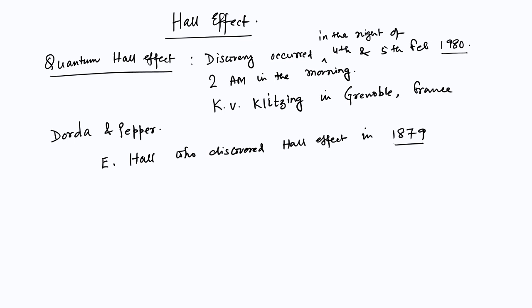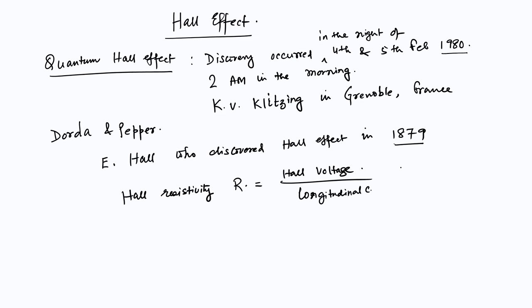So, I'll just give you an example of what the Hall resistivity is. The Hall resistivity, let's call it R, is equal to the Hall voltage divided by the longitudinal current. And in fact, a more familiar quantity is known as RH. This is found to be B over NQ, where B is the magnetic field, N is the density of the carriers and Q is the charge of the carriers, which of course we know are electrons.